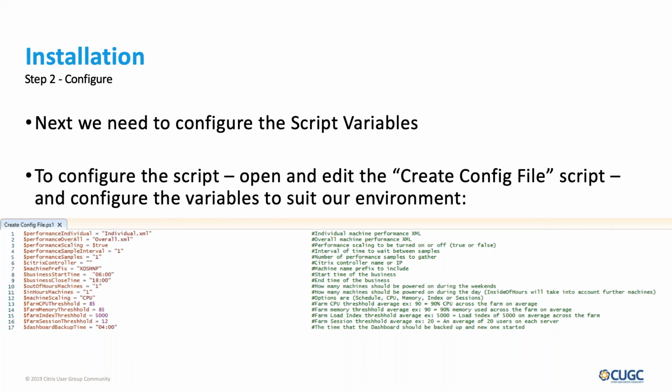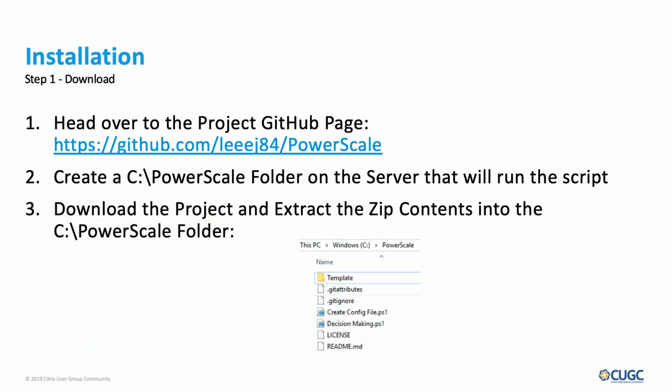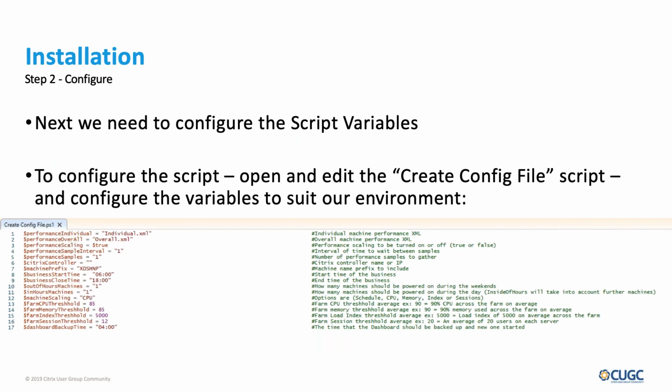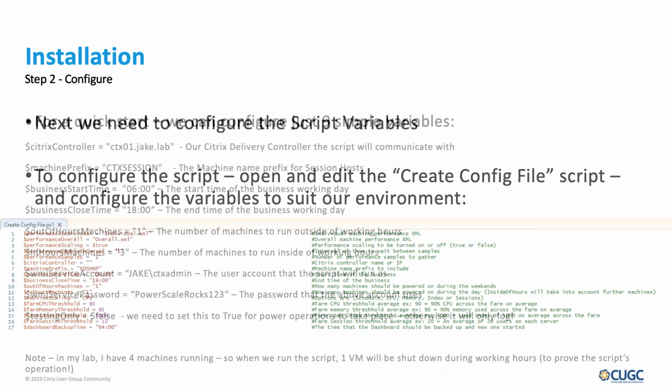If I just go back one step, you'll see there's a create config file. What that does is build your PowerScale configuration. So that's effectively the first step. That's us setting the product up and getting it ready for use. Once we've downloaded the folder, we open that create config file and start putting in the details.